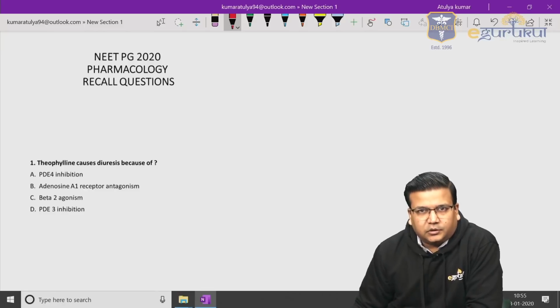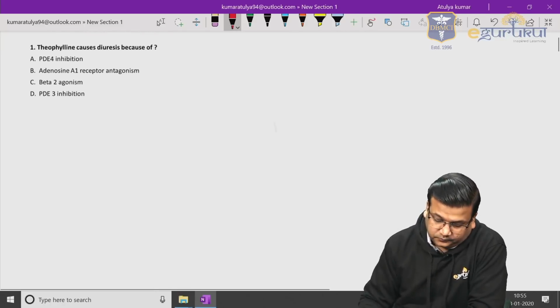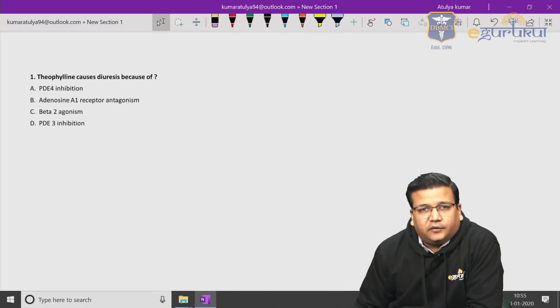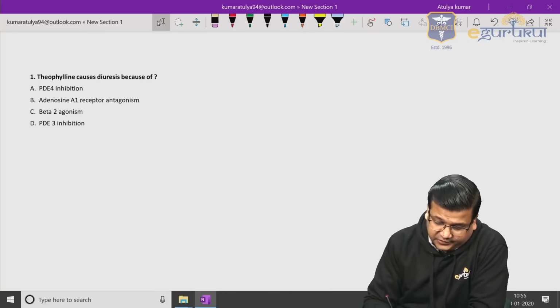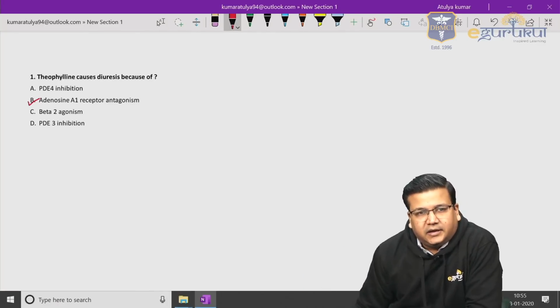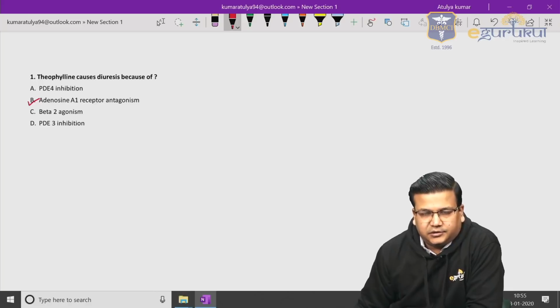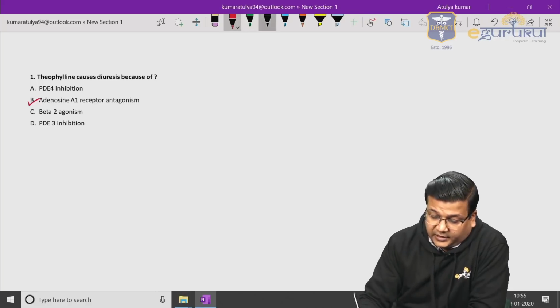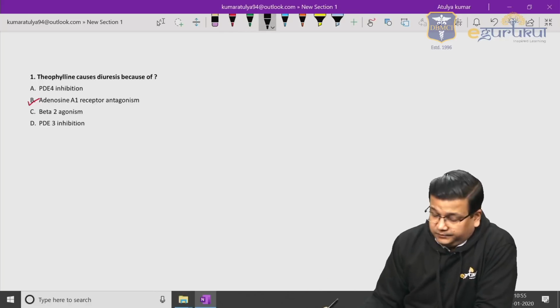So let's start with question number 1. It says that theophylline causes diuresis because of. The answer to this particular question would be option B, that is adenosine receptor antagonism. Now let's look at the relevant discussion.